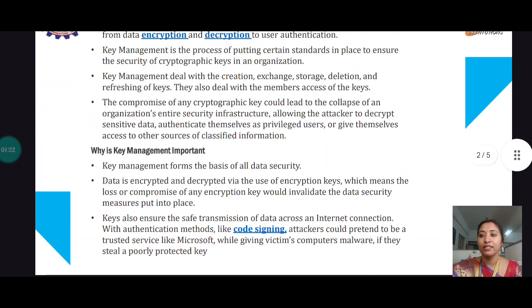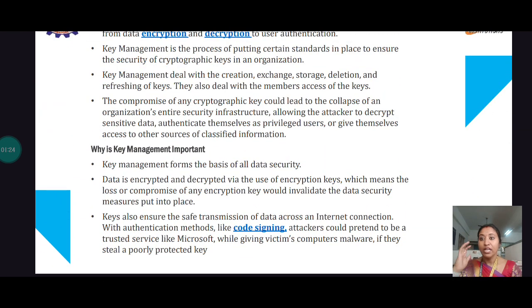So first, let us see why key management is important. Key management forms the basis of all data security. Data is encrypted and decrypted, and vice versa. With encryption keys, it may differ in every algorithm, with a private key and a public key. Whereas when you use a common key, it is a private key. An asymmetric system uses both a private and a public key. So it depends upon the key management systems.